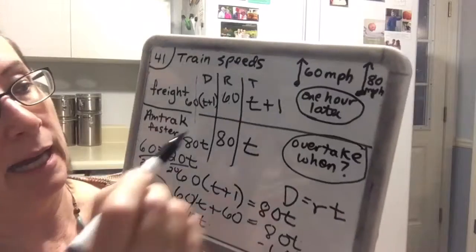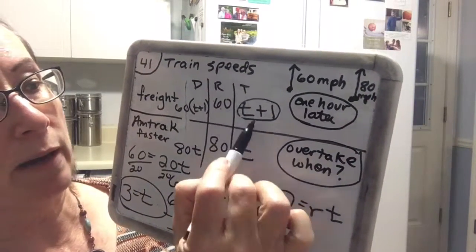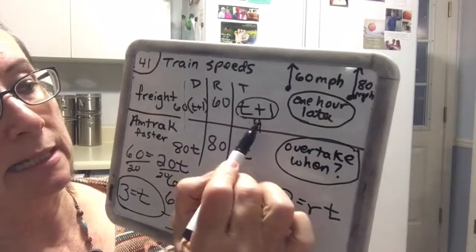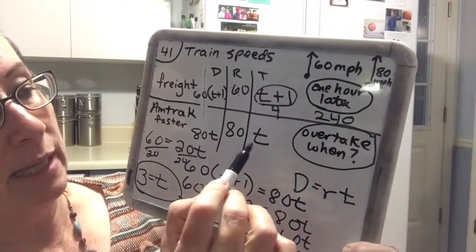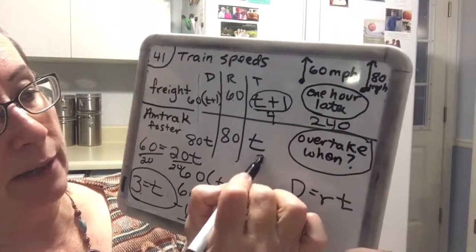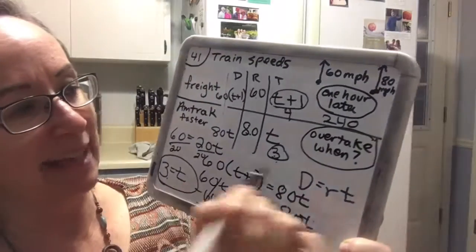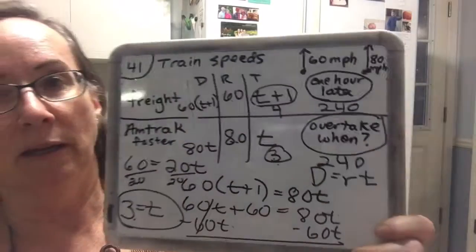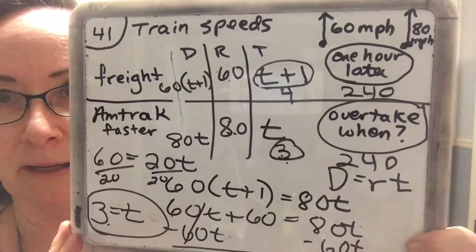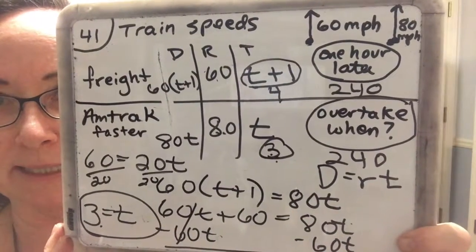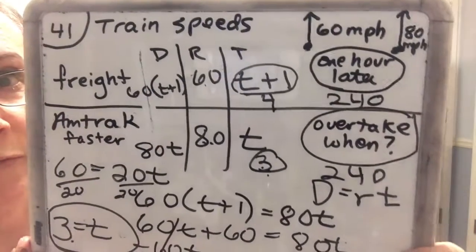So let's check it. How do we check? If we plug in 3 hours right here, then this train traveled 4 hours, and 60 times 4 is 240 miles. Okay, and then when I plug in the 3 right here, this is also 240 miles, and that's when they're going to be neck and neck on those two parallel tracks, because they both are at the same spot in time. And that is the end of problem number 41.